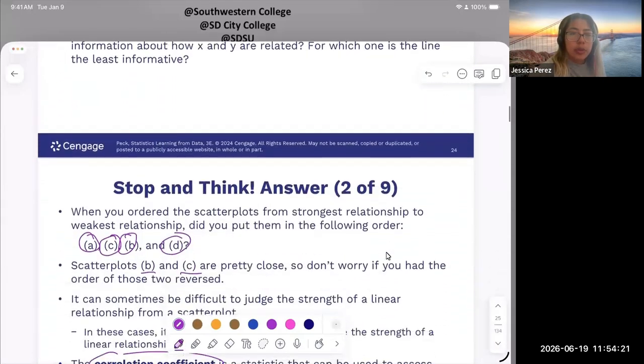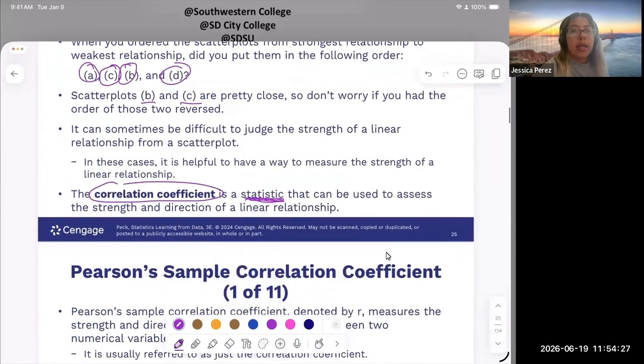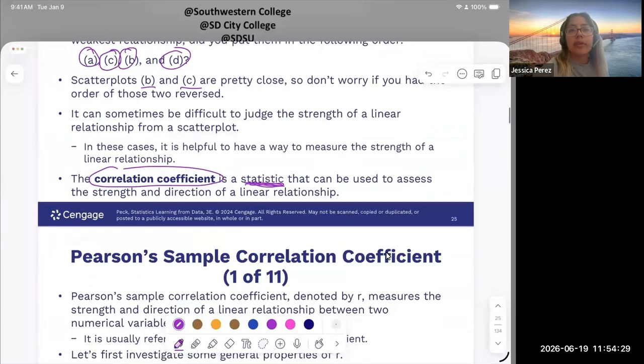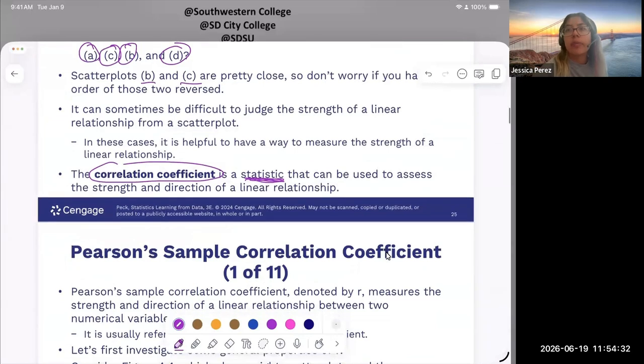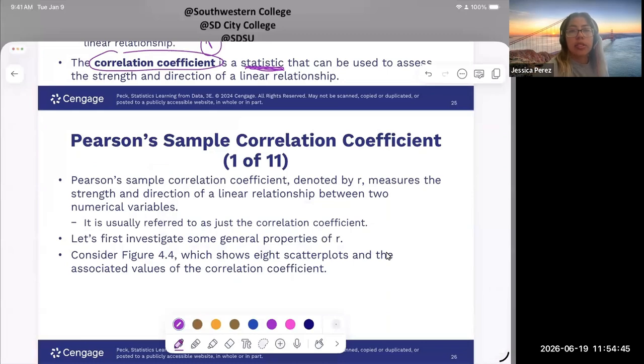So then for sure, we would say that A has the strongest, and then C, and then B, and then D. Now, it can be difficult to judge the strength of a linear relationship just by viewing the graph, so it's better to actually calculate something called the correlation coefficient, or R. That's where we introduce the variable R. Pearson's sample correlation coefficient, denoted R, measures the strength and the direction of a linear relationship between two numerical values. Remember, R can be greater than 0, or positive, or R can be negative, depending on what we have.